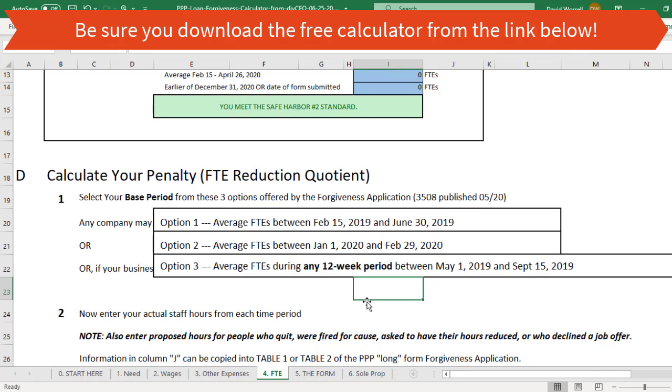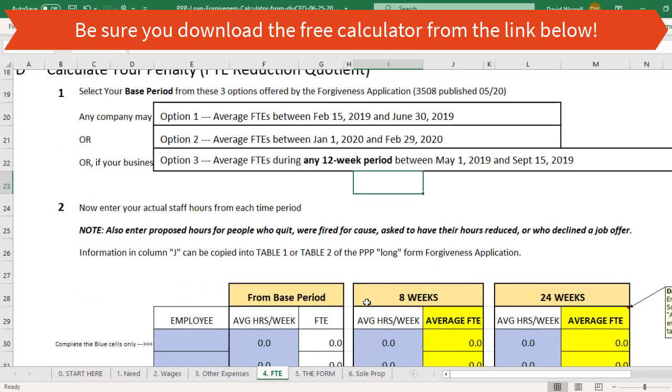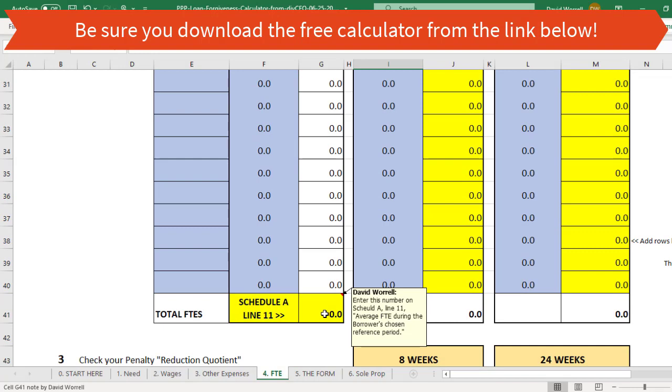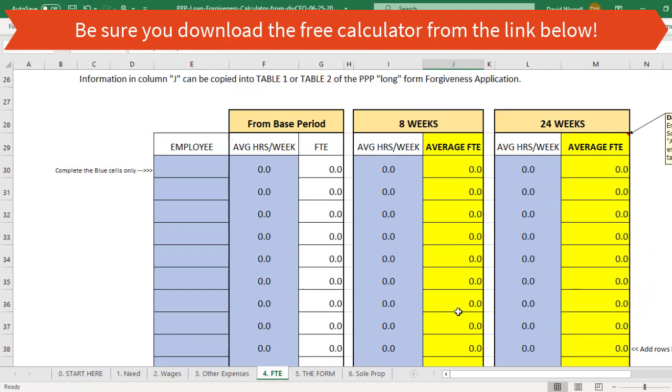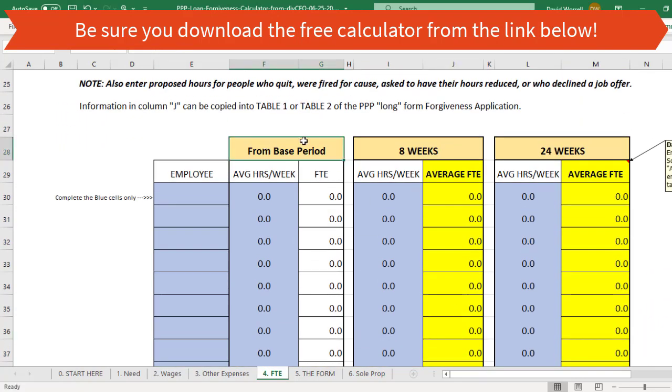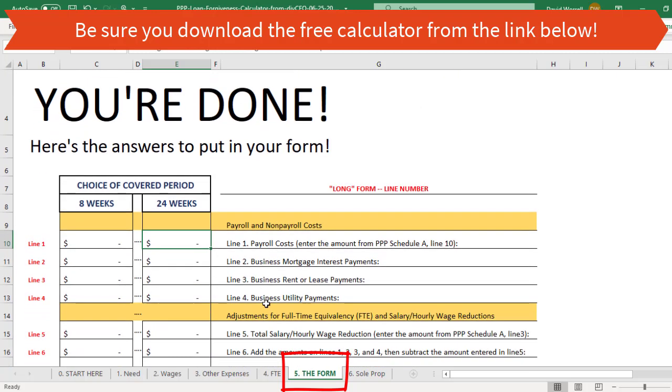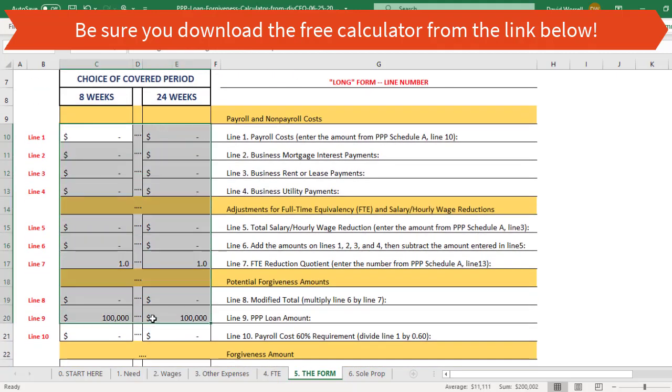The SBA calls this the FTE reduction quotient, and it's the difference between FTE hours before the COVID loan and after the COVID loan. And note that we are comparing the base period to both 8 weeks or 24 weeks, so you can do whichever one you want there. Finally, if you've done all of that, you're done. And each of the answers to each of these questions will appear right here in the same format that they do on the actual paper form, ready for you to fill out.